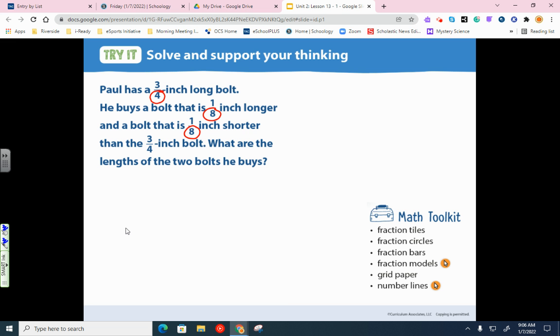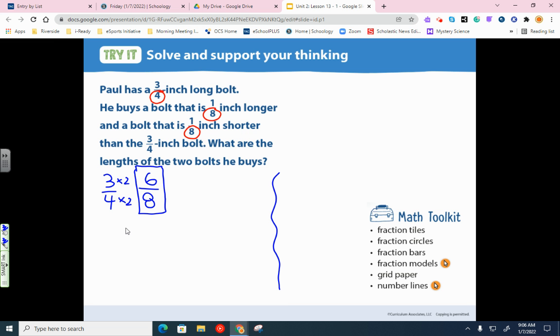So we have to make a choice here. We need to find a common denominator first of all. But for this, I'm going to use what we learned in the warm-up, and I'm going to take this 3/4 and change this to 8ths. And I know I can do that by multiplying by 2, and that gives me 6/8. So right now we know even though our 3/4 bolt is sold that way, technically it's also considered a 6/8 bolt.